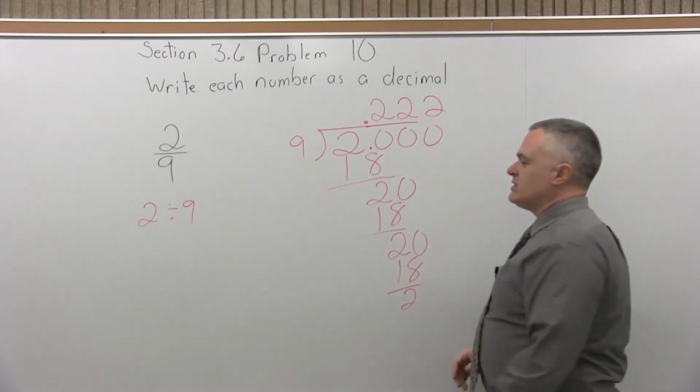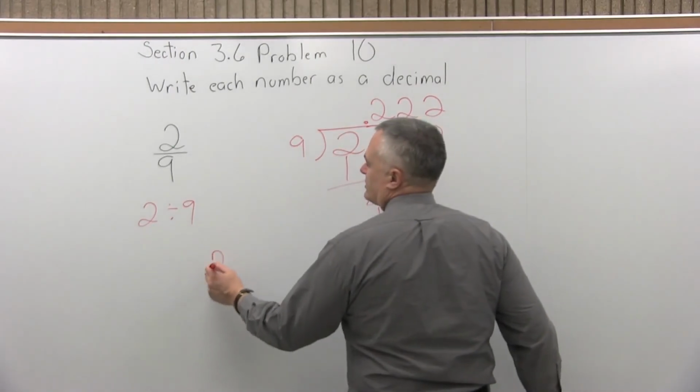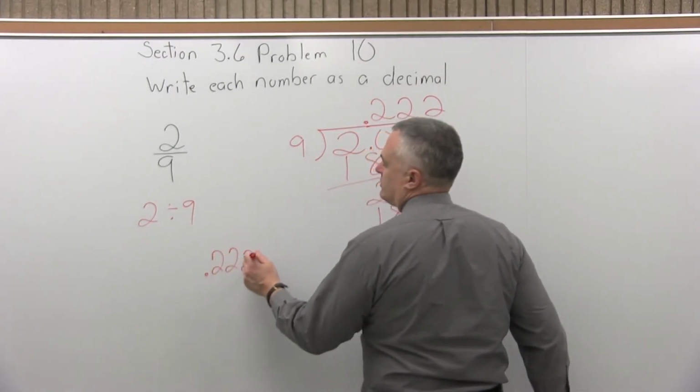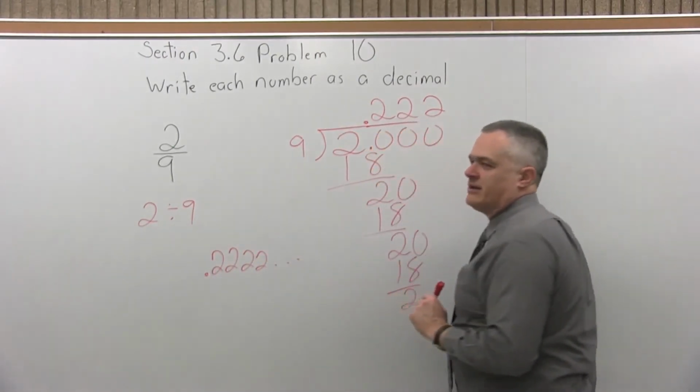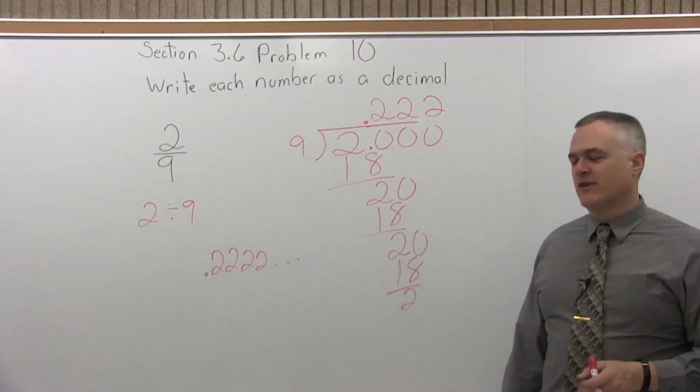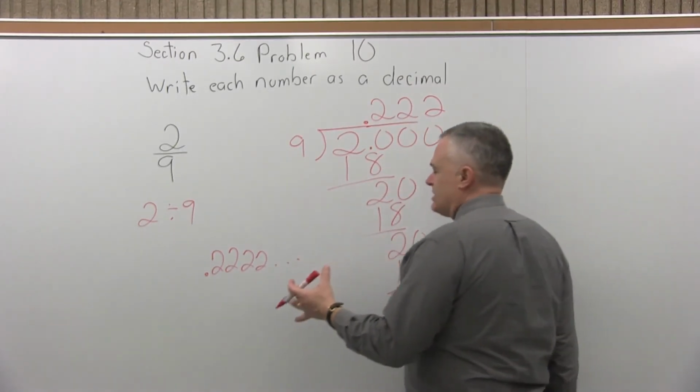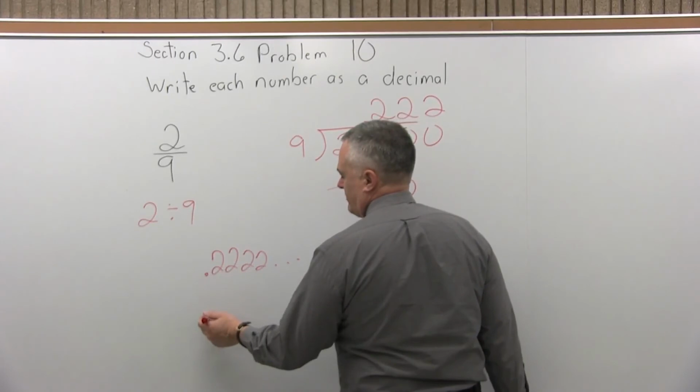It'll never end. So you can say that the answer is 0.222, put a few, and then put ... indicating that it continues forever. That notation is fine. If you write that, you've got the right answer.